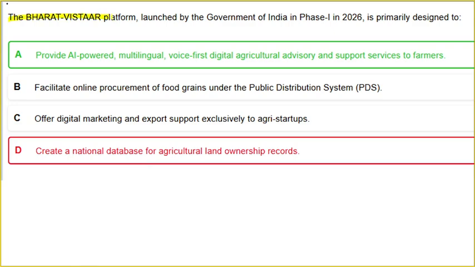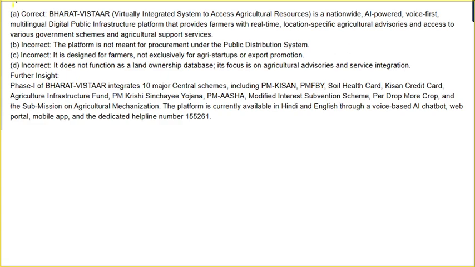The Bharat Vistar platform launched by the Government of India in phase 1 in 2026 is primarily designed to provide AI-powered multilingual voice-first digital agriculture advisory and support services to farmers.